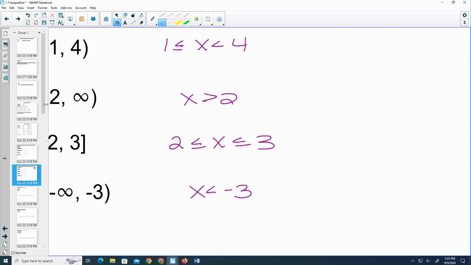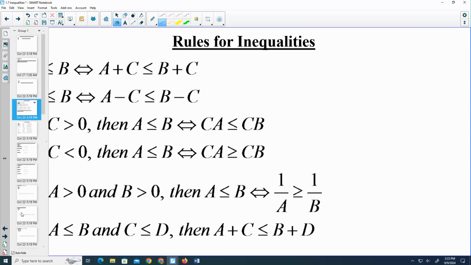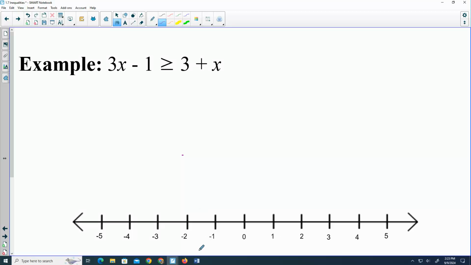So let's solve a problem, and I don't need to show you the graph, just to clarify what I mean. So if I said 3x minus 1 is greater than or equal to 3 plus x.